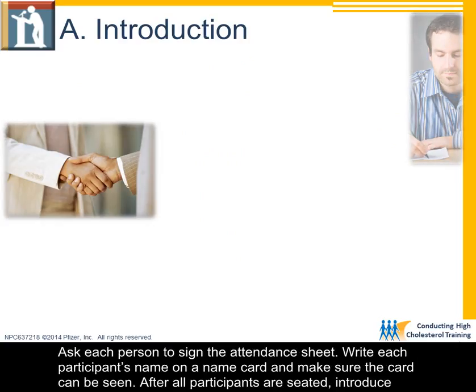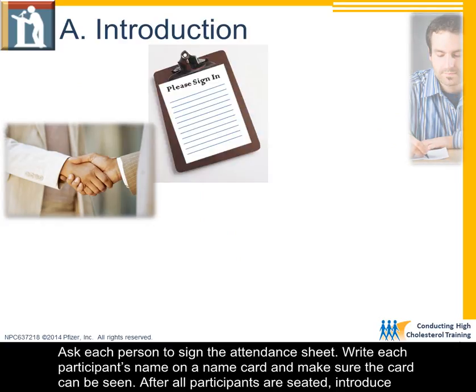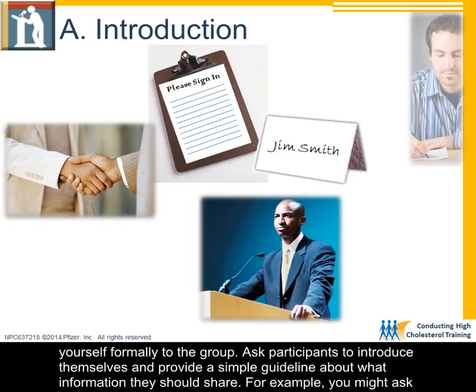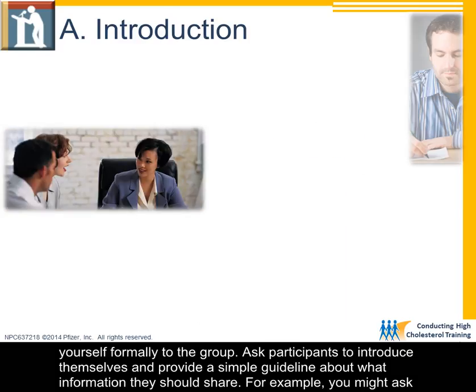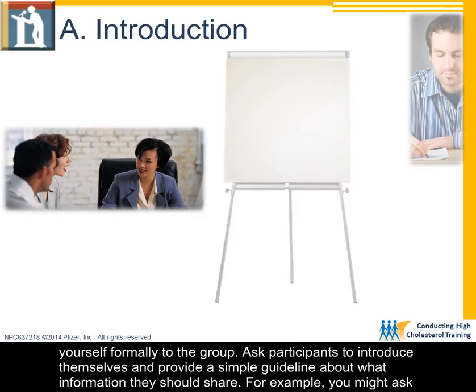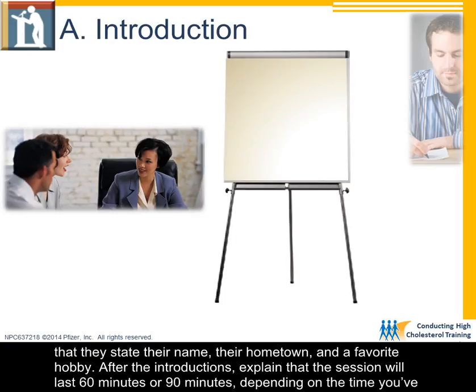Ask each person to sign the attendance sheet. Write each participant's name on a name card and make sure the card can be seen. After all participants are seated, introduce yourself formally to the group. Ask participants to introduce themselves and provide a simple guideline about what information they should share. For example, you might ask that they state their name, their hometown, and a favorite hobby.